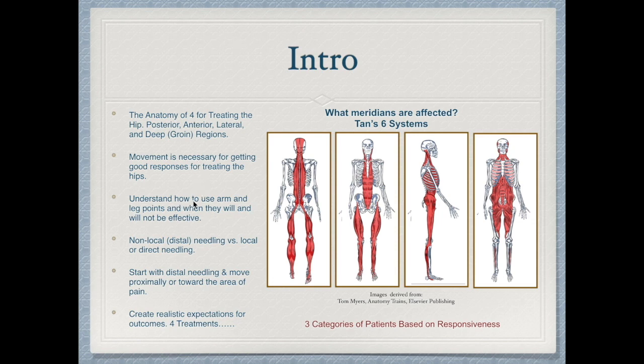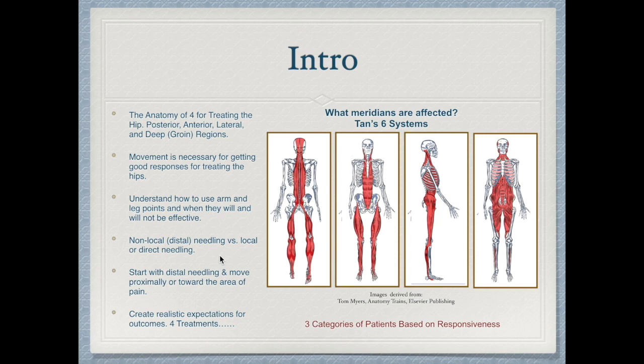The next point here reads, understand how to use arm and leg points and when they will and will not be effective. So through an understanding of functional anatomy and the way that this relates to traditional acupuncture point indications, we can start to better understand when points on the arms will work and when they won't work, as well as when the leg points will be effective or when they won't be effective. Functional anatomy will give us a better understanding of traditional point indications, both in the classical systems as well as in Master Dong's points. We'll also be discussing non-local or distal needling versus local or direct needling.